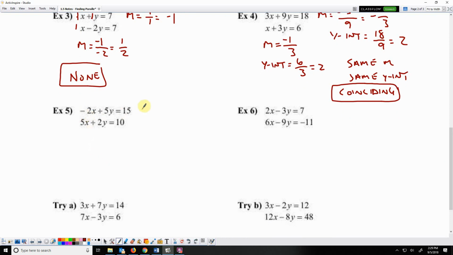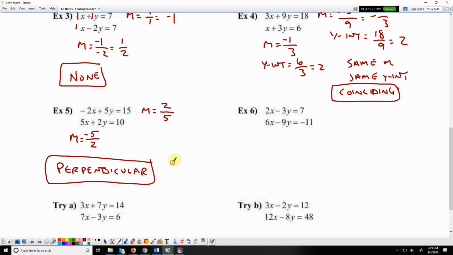So our next set of lines, the first slope, opposite of a is 2, b is 5, so the slope is 2/5. The second line, the opposite of a is negative 5, b is 2. These are not the same slope, so they're not parallel or coinciding. They are opposite signs, and they are flipped versions of each other. So they are opposite and reciprocals, which means these lines are perpendicular. Perpendicular, by the way, we can abbreviate with that perpendicular sign.